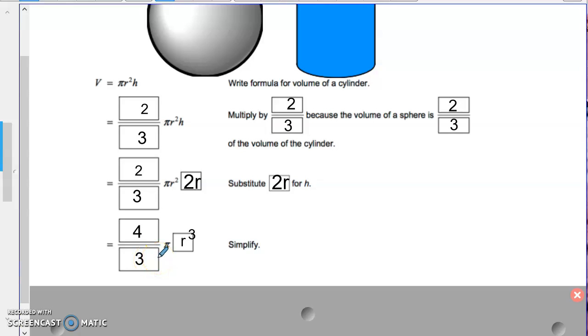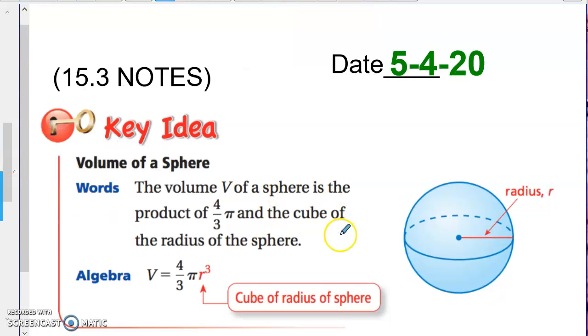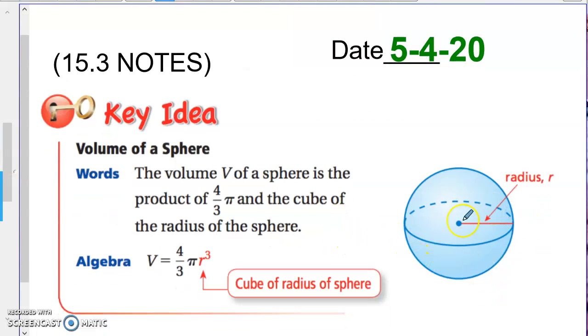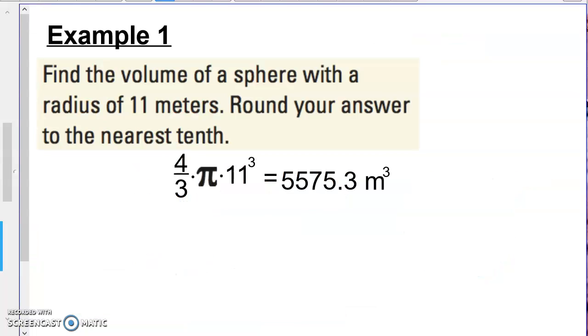Now, 4/3 is obviously a fraction. If you have a fraction key on your calculator, go ahead and use 4/3. If you don't have a fraction key on your calculator, then just type in 4 divided by 3 times that by pi, and then times that by radius to the third power. And remember, we use that little up arrow key to use an exponent key for it. So that is the formula that we're going to be working with today to find the volume of spheres.